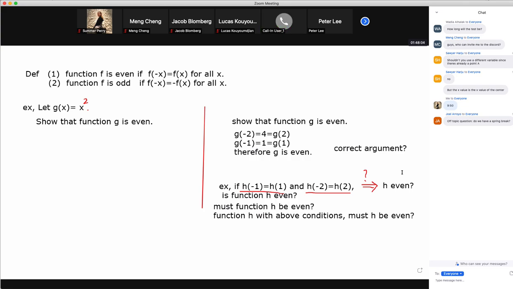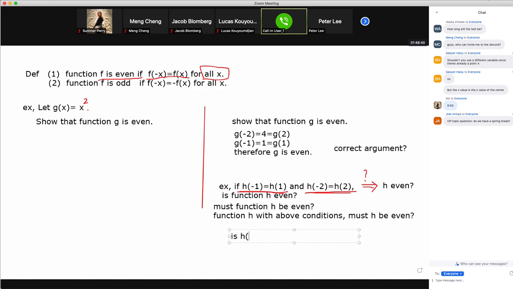But let's look at the definition. What does the definition say? The definition says if h is even, if h of minus x equals h of x for all x, not for some x. This is the key. So how do you know? Do you think if h of -1 is equal to h of 1 and h of -2 is equal to h of 2, we can conclude this?